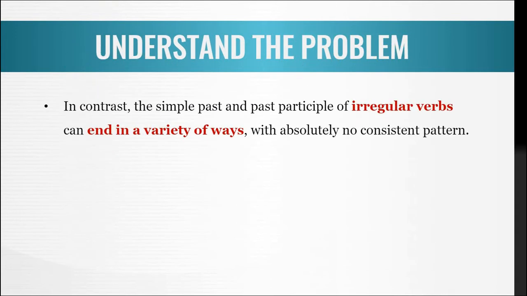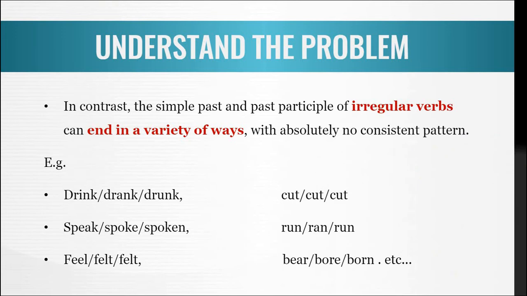In contrast, the simple past and past participle of irregular verbs can end in a variety of ways with absolutely no consistent pattern. There is no special pattern for changing irregular verbs to different forms. There will be the present form, the past form, or the past participle form of the irregular verbs too, but there won't be any specific rule, just like we have talked about the regular verbs which end in ed. So there is no specific rule or pattern for changing irregular verbs. Therefore it is called irregular, because it is not regular. It doesn't follow any certain consistent pattern or absolute rules.